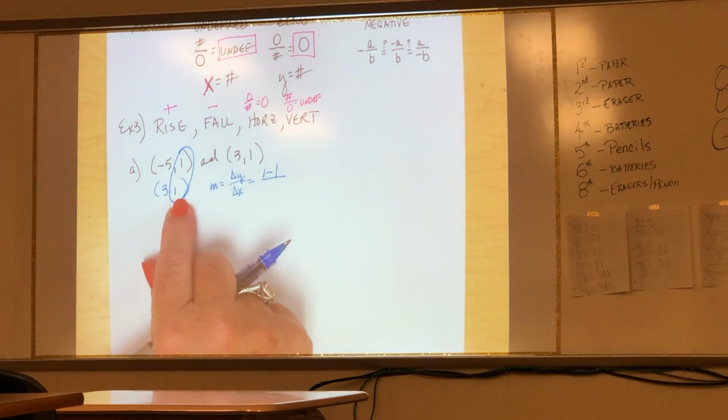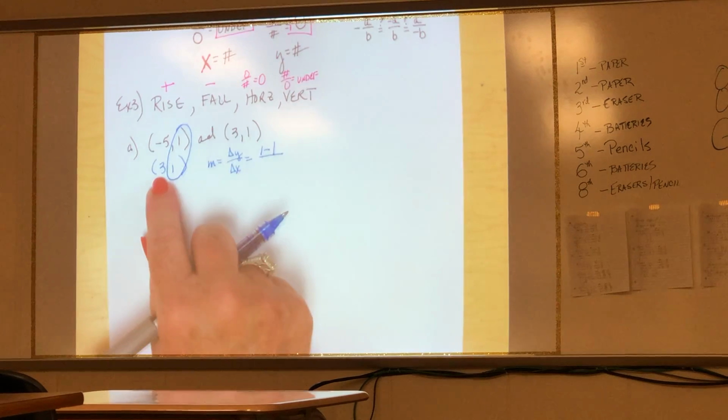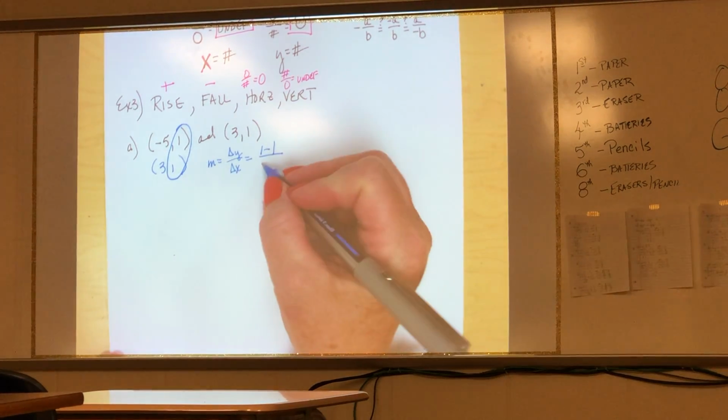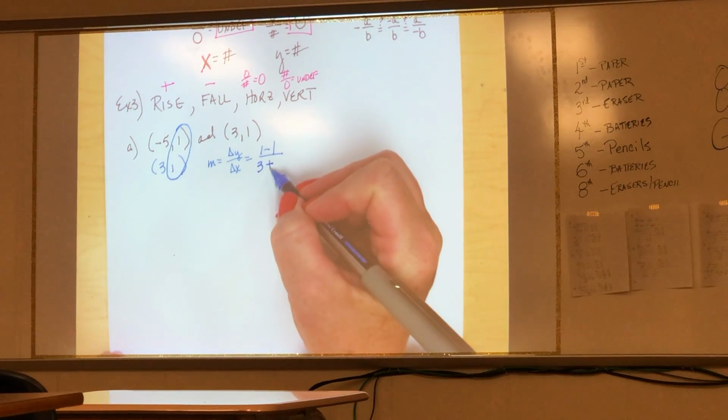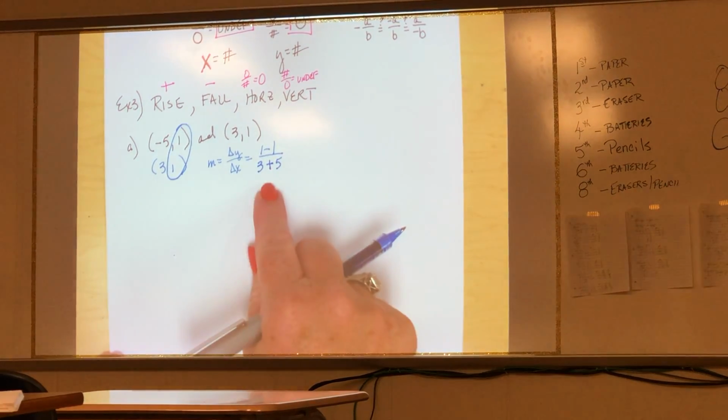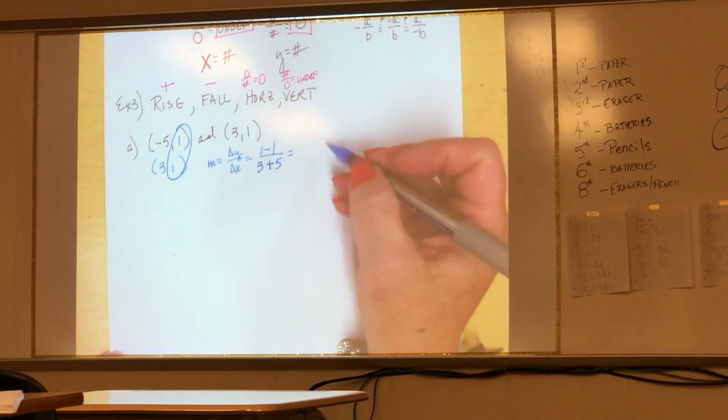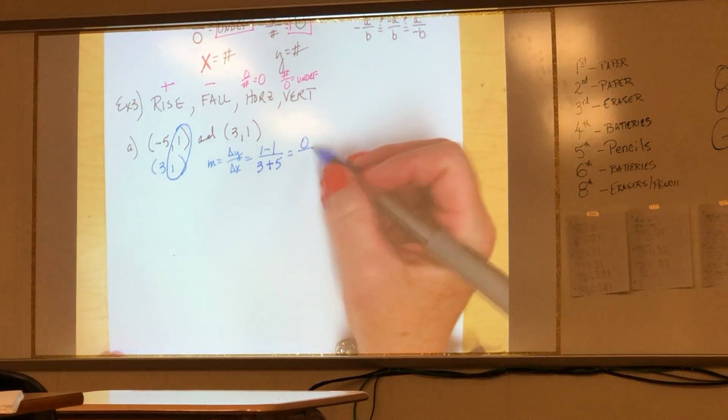Since I picked this guy down here first, who do I have to pick first on the bottom? 3. Now watch up here on the paper what I do. You can't throw anything away. 3 minus a negative 5. Do you see how minus a negative makes a plus? Okay, what's 1 minus 1? 0. What's 3 plus 5? 8.